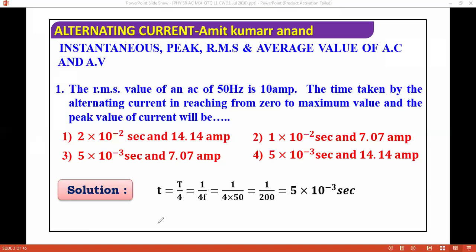So you can say T equals 1 by 4 divided by f, so this is 1 by f, and this is 1 by 4. So usually this time is 1 by 4f. From here you can get the time when your current will be maximum, and that is T by 4 time. So from here you can easily get the values.